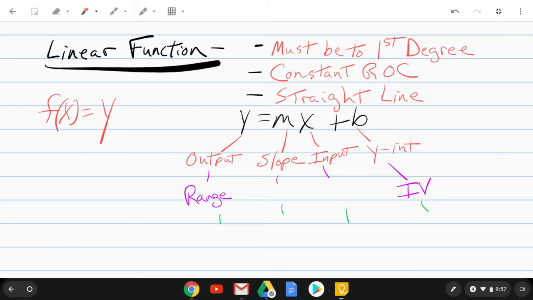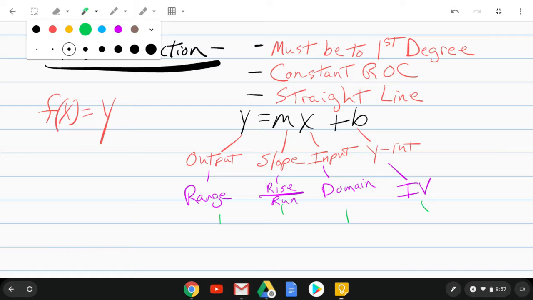Good. Give me another one for slope. Yes. Ooh, I like it. Rise over run. Give me another one for my input or my x value. Yes. Domain. I think we could do one more for each of them. Somebody give me another name for your output or your range. And I'll give you another hint. You just read about it.